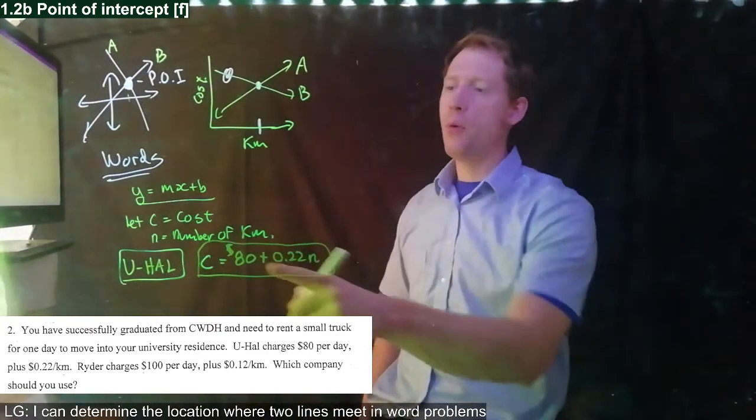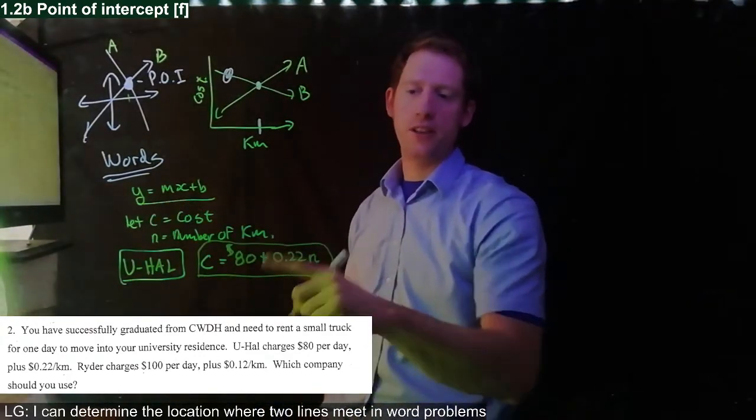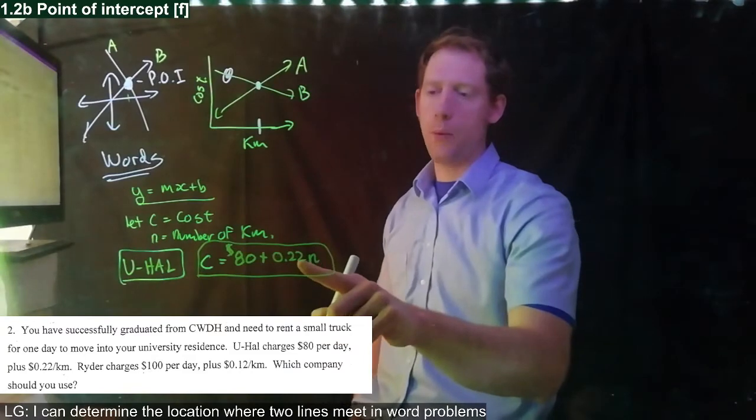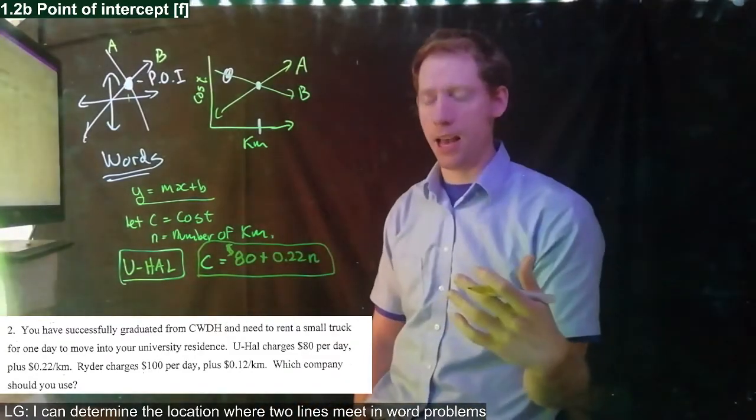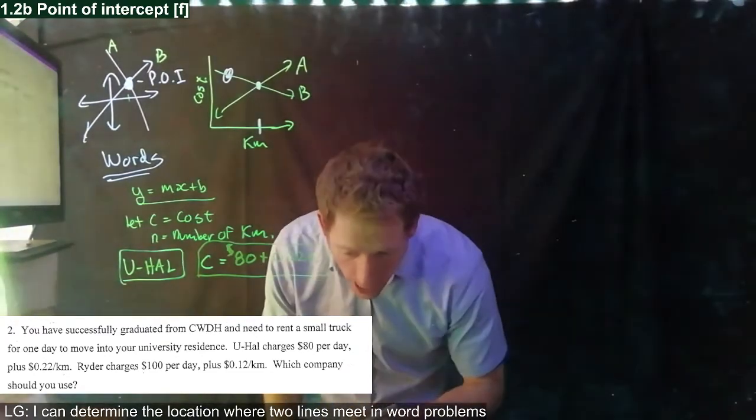And if you want to think in y equals mx plus b, therefore this is the slope. The cost per kilometer is the slope, and this is your y-intercept, or your fixed, beginning cost. And the second one we have here is Rider.